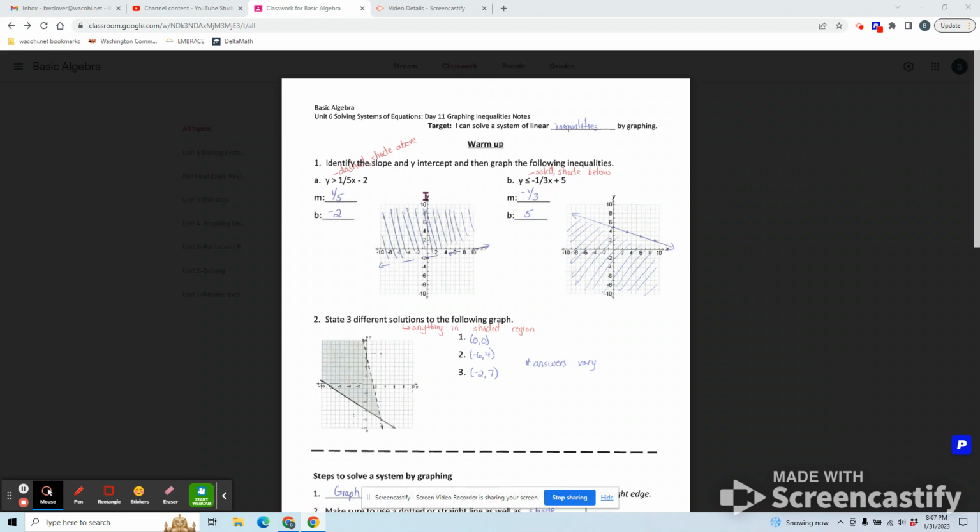Today we're going to solve systems of linear inequalities. We have our warm-up where we're just graphing one inequality. To refresh your memory, m is your slope, the number attached to the x, and b is the y-intercept, where it starts on the y-axis.